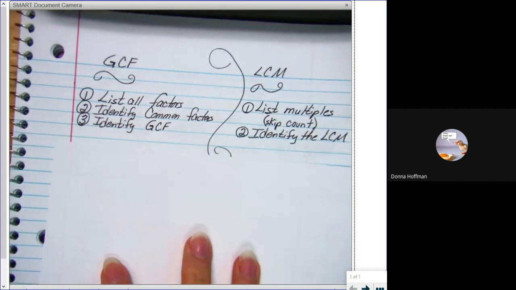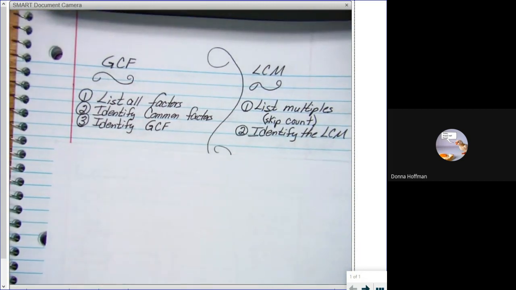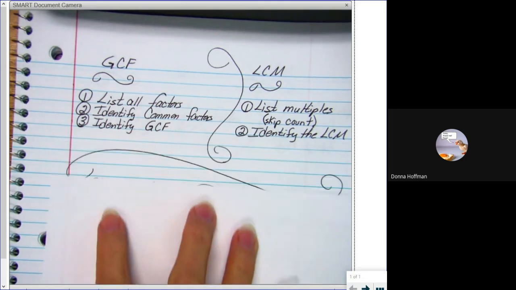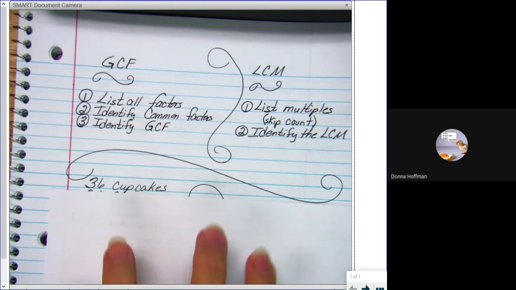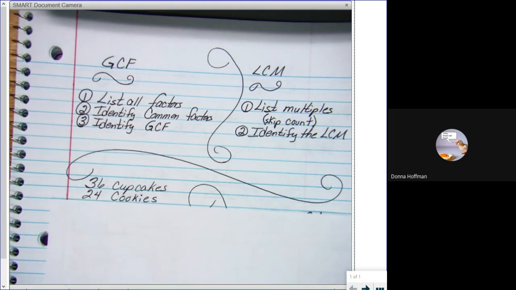So if I go to Walmart and I decide I'm going to go ahead and buy some sweets to put into a box to give as Christmas treats, I might buy 36 cupcakes and I might buy 2 dozen cookies. 2 dozen cookies is 24 because it's 12 to make a dozen. So now I need to find all of the factors that create 36 and all of the factors that create 24.